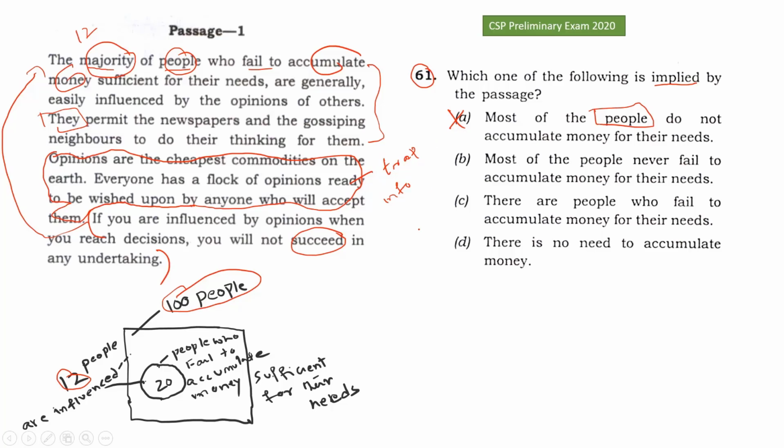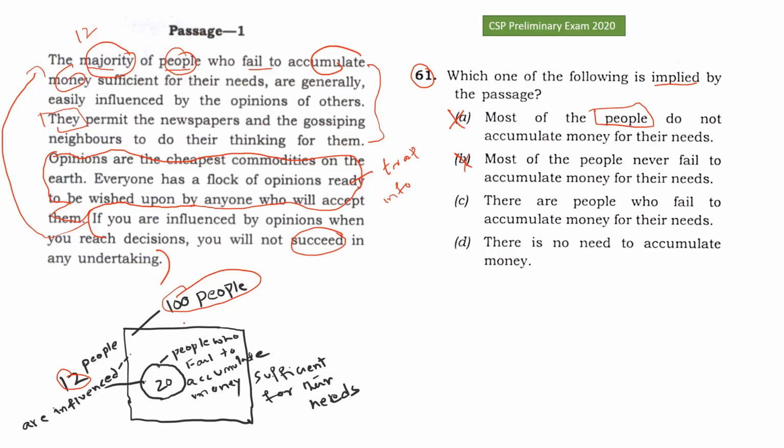Same problem in option B. Most of the people. Most of the information in the passage doesn't talk about most of the people. It talks about the majority of people who fail to accumulate money. The information is about this subset of the people, the 20 people, 30 people. We don't know the exact number, but definitely this information is about the subset. It is not about the superset.